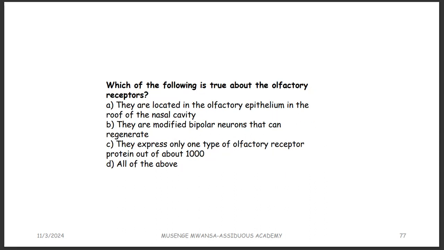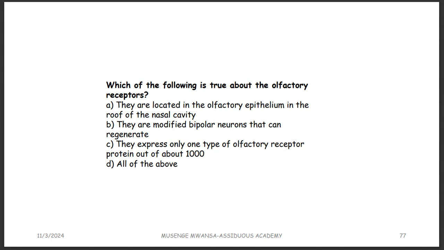Which is true about the olfactory receptor? They are located in the olfactory epithelium in the roof of the nasal cavity. They are modified bipolar neurons that can regenerate. They express only one type of olfactory receptor protein out of about 1000. All of the above. Anyone? Okay, the answer is all of the above.